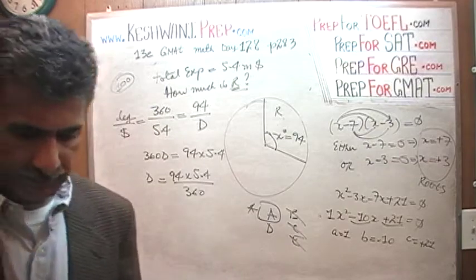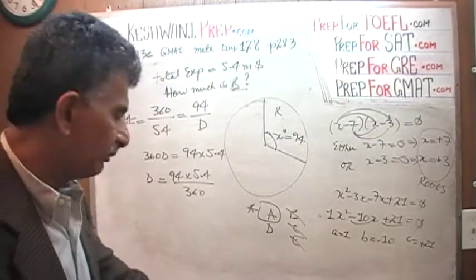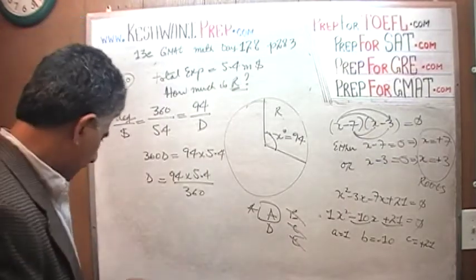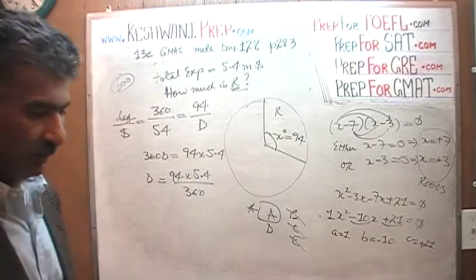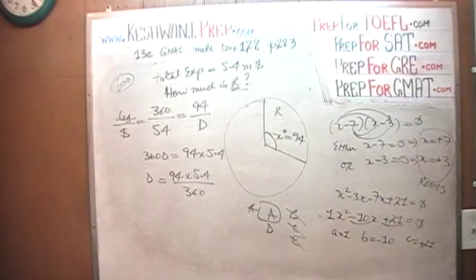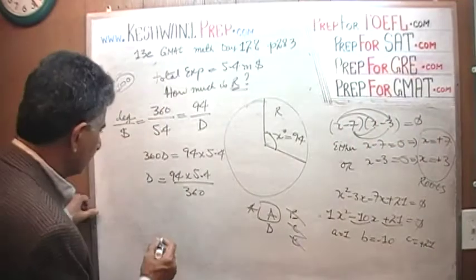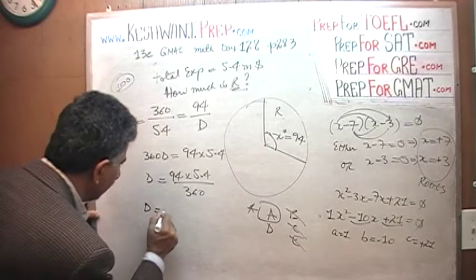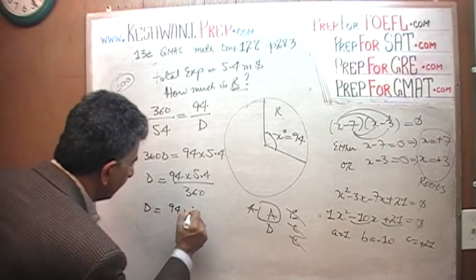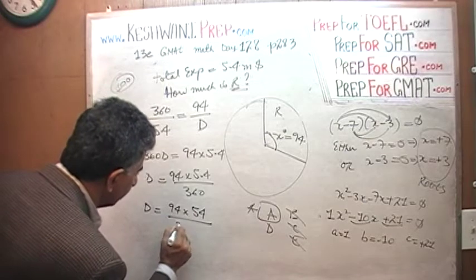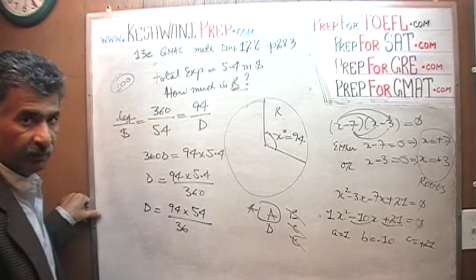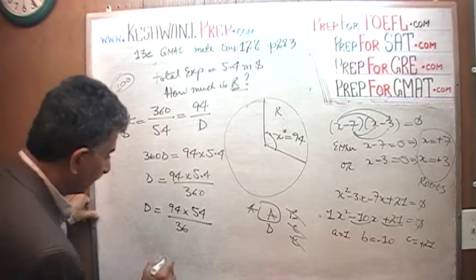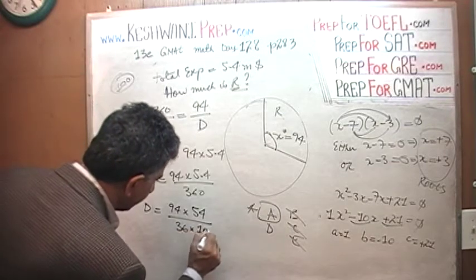Now I don't know about you, but I'm not too keen about this 0.4 business. I don't like dealing with decimals. I want to get rid of it. So let's multiply the top and bottom by 100 so that we can get rid of this decimal. What we end up with is D equals 94 times 54 over 3,600. But I'm not going to write that as 3,600 because that will be very cumbersome to deal with. Let's break it up into 36 times 100.